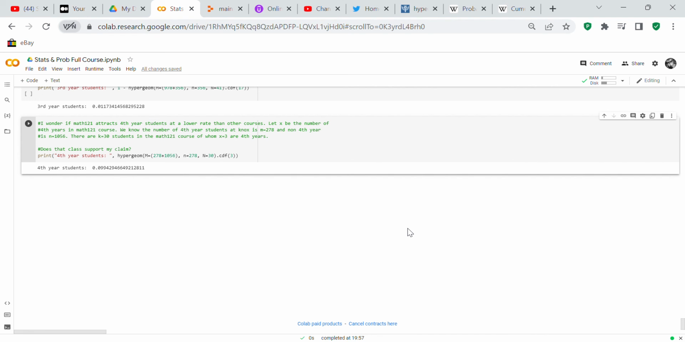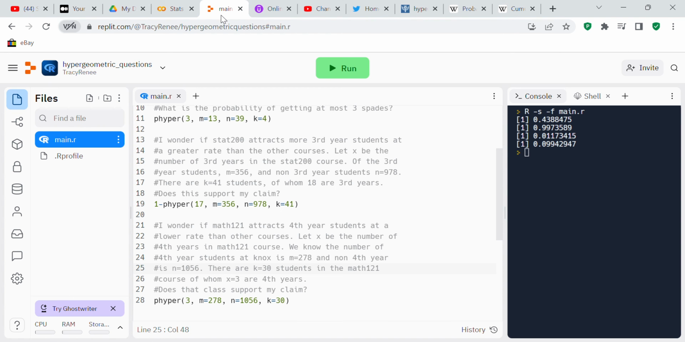And the answer to that is hypergeom. So M equals 278 plus 1056, and so that's the total number of students. And N equals 278 because that's the number of fourth year students. Then N equals 30 because that's the number of students in the class. .cdf(3), 3 are fourth year students. And so your answer is 0.099429466. And if you look at that, that's exactly what you had in R.